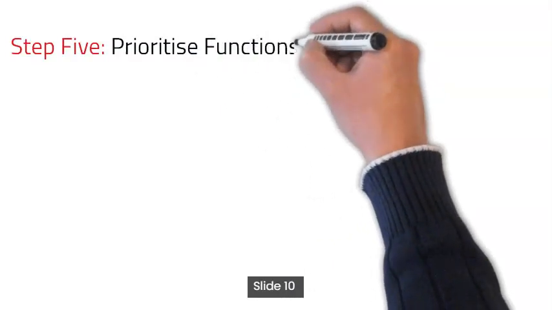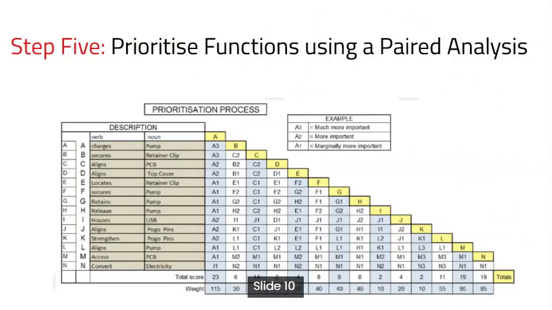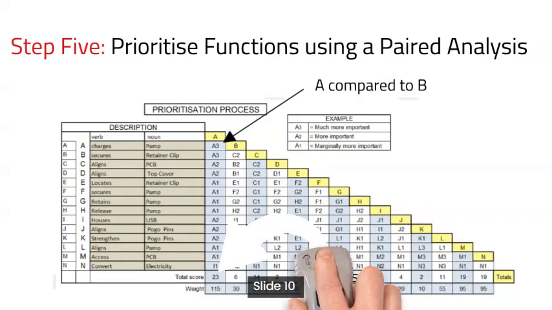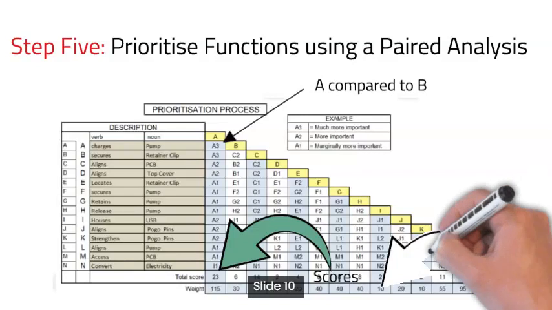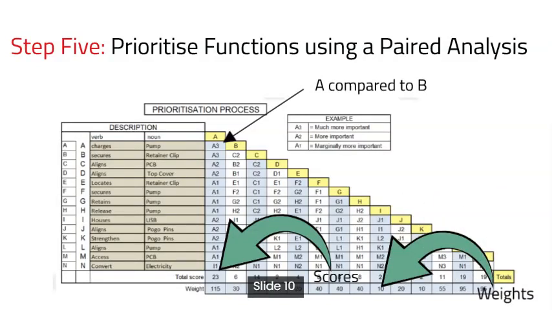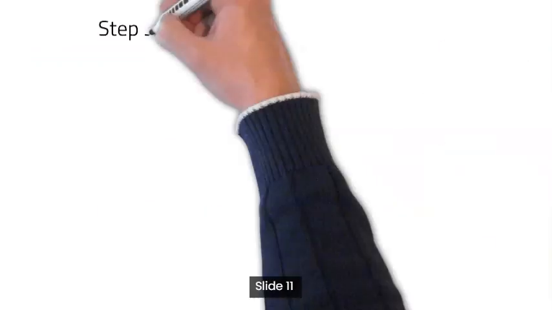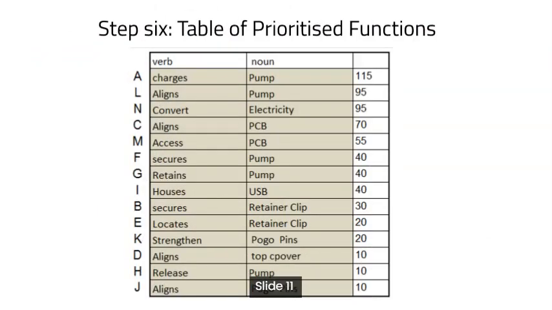Step 5. Prioritize functions using a paired analysis. Here is an example of the paired analysis. Note how function A is compared to function B, then function C, and D, continuing through to function N. Also note the scores and weights. Step 6. Compile a table of functions and their related weights like this one.